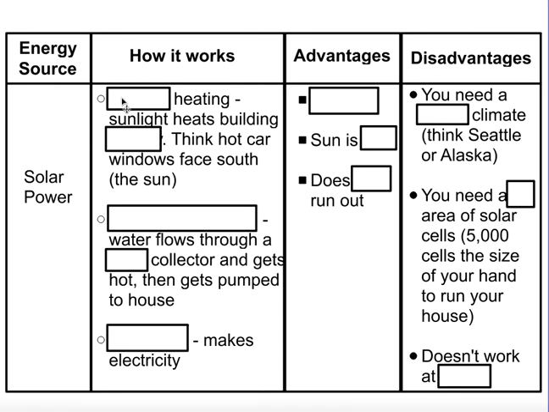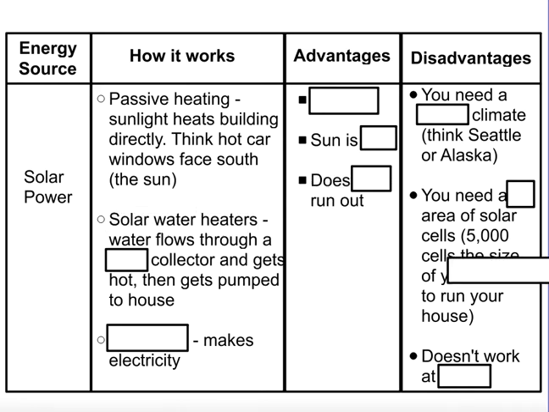Let's start with first how it works. First, by passive heating through sunlight, it heats buildings directly. Think of your hot car when it faces the sun. Your car heats up. So sunlight heats up directly. We can also think of it in terms of a solar water heater. When water flows through a solar collector and gets hot, it then gets pumped to the house.